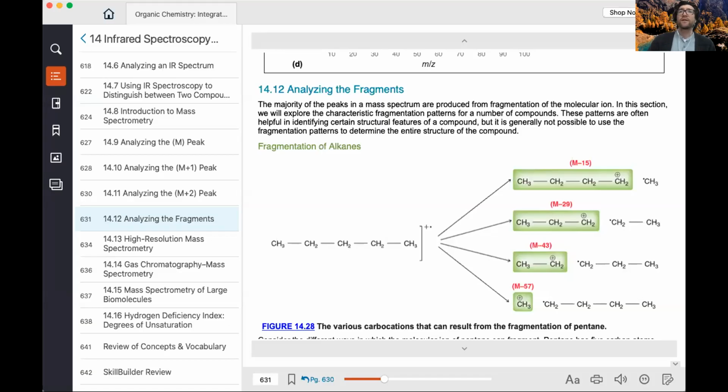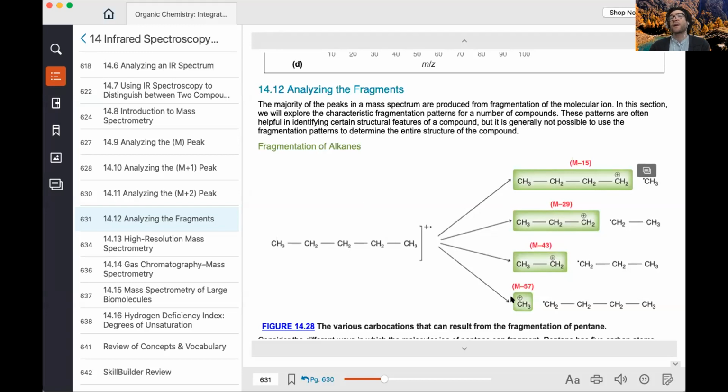This is section 14.12, called Analyzing the Fragments in a Mass Spectrum. Whenever a molecule is injected into a mass spectrometer, the instrument, bombarding molecules with electrons, tends to cause fragmentation in the molecule. So your book has a nice example of pentane, where, whenever you bombard pentane with electrons to make the parent ion, it undergoes fragmentation in 4 key ways.